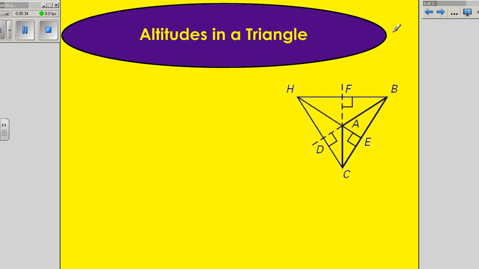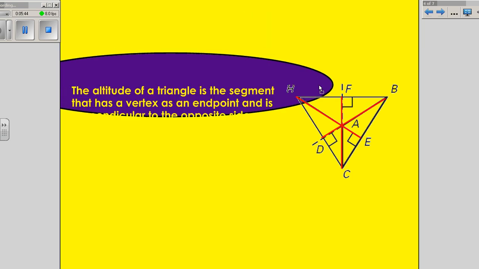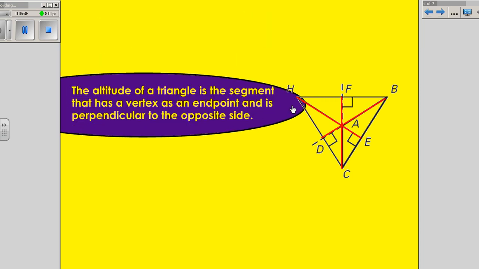Next, we have altitudes of a triangle. And altitudes of a triangle, it's good to know what they are. Altitudes of a triangle are these highlighted segments. And the altitude is formed by the segment that starts out at the vertex and is perpendicular to the opposite side. So as long as it starts at the vertex and is perpendicular to the opposite side, you can say that that's going to be the altitude.